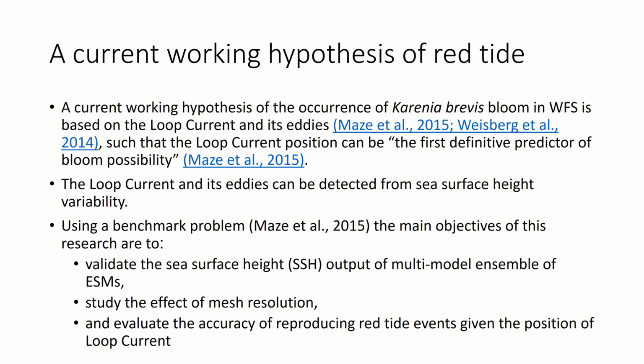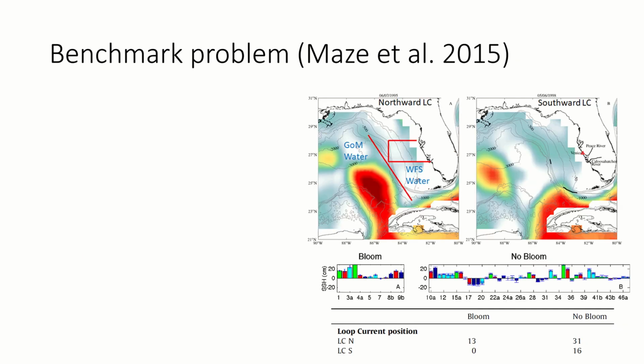up to a certain resolution it should be fine, and then there could be other bottlenecks to increase model accuracy of our prediction and simulation of red tide. And then evaluate the accuracy of reproducing red tide events given the position of the loop current. So we just want to evaluate this accuracy and see how we can improve it.